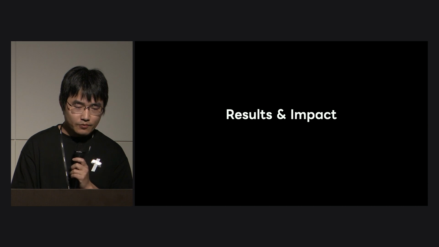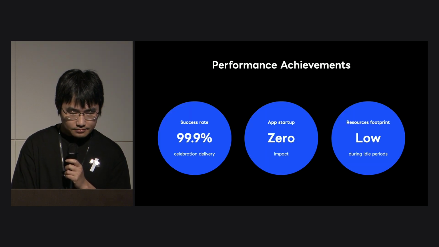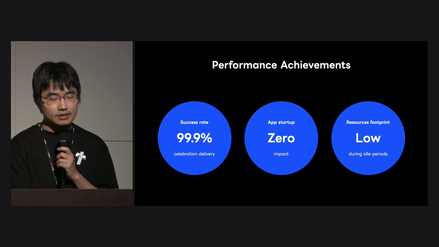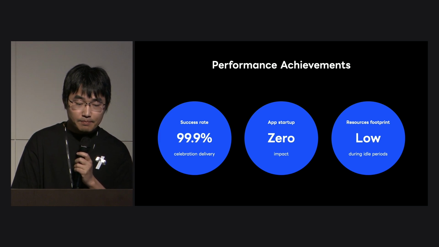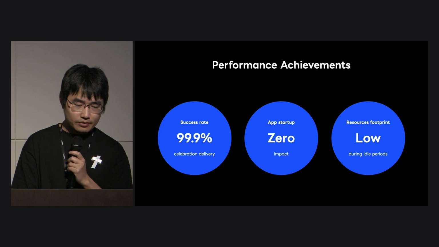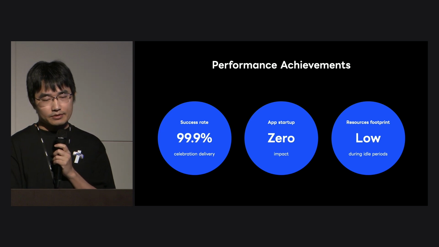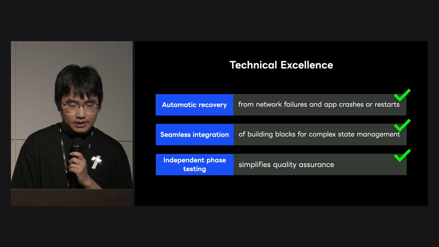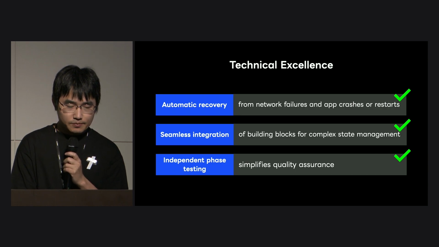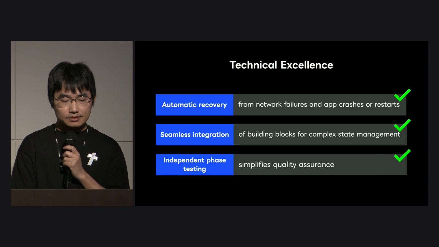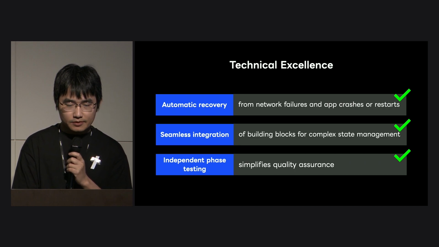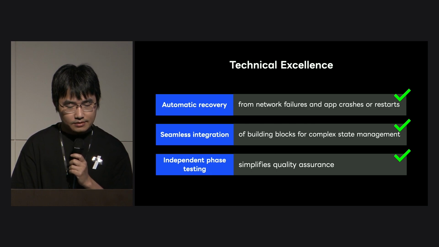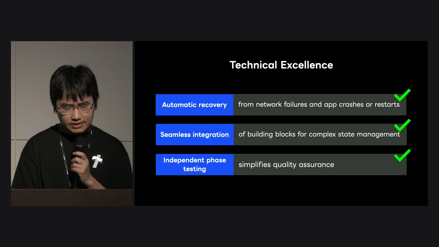And let me share the real-world impact of this architecture. Our performance achievements speak for themselves. 99.9% celebration delivery success rate, with zero impact on the app startup time, and also minimal resource footprint during idle period. From the technical perspective, we achieve automatic recovery from network failures and app crash, seamless building block integration that makes complex state management look effortless, and independent phase testing that simplifies our quality assurance.